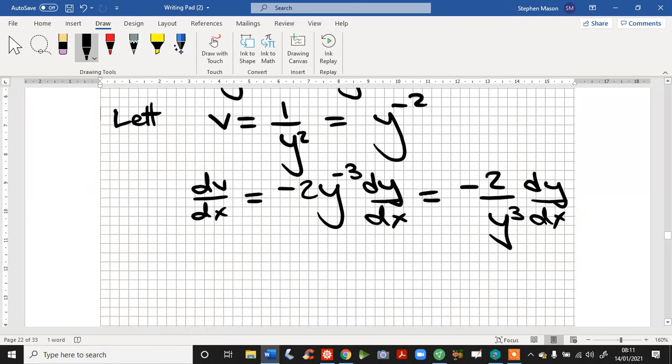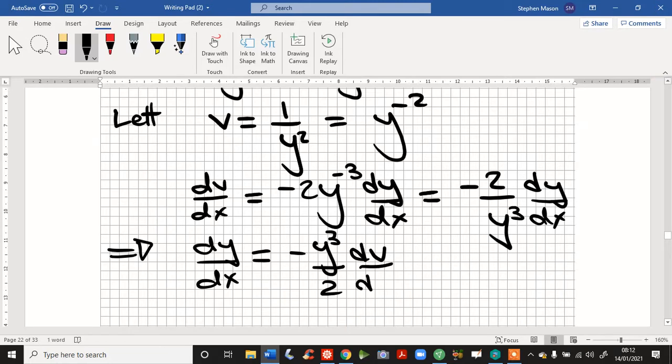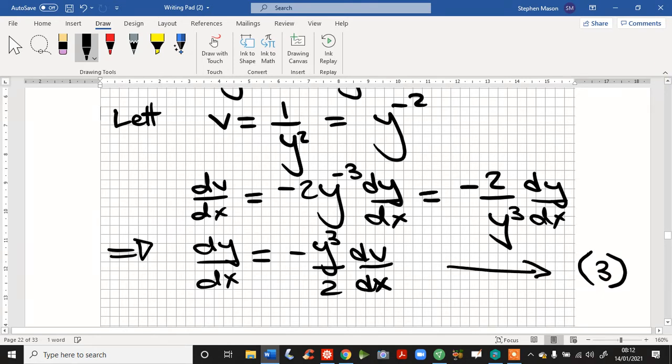Right, so what we can see from this is that dy/dx is equal to minus y cubed over 2 dv/dx. We'll call this equation 3.